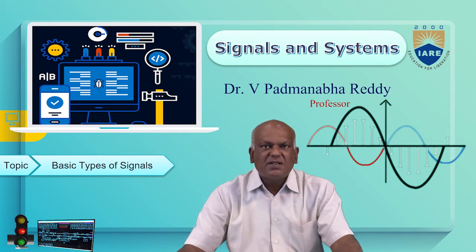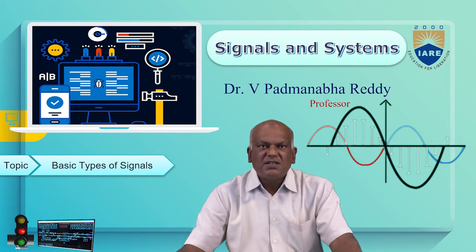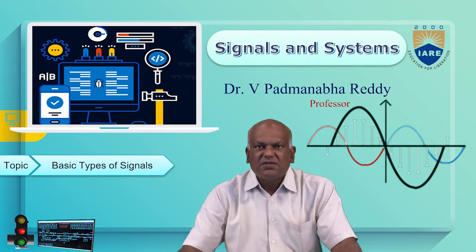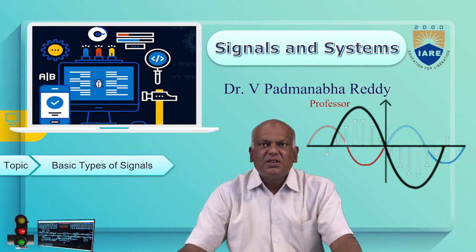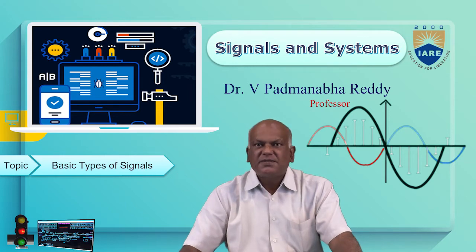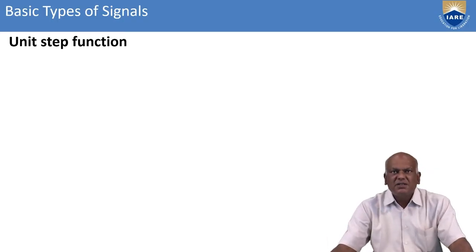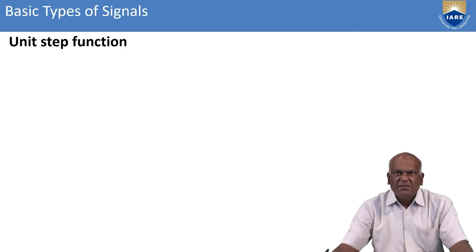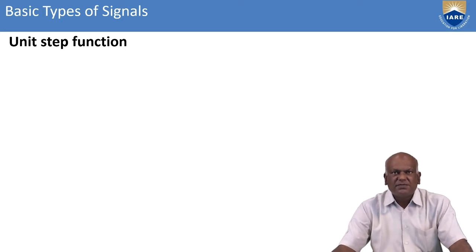These basic types of signals occur in nature frequently. These signals are very useful for generating other types of signals. And also, these signals are most widely used in signal processing applications. Now, today's topic is basic types of signals. Let us take the first basic type of signal, the unit step function.